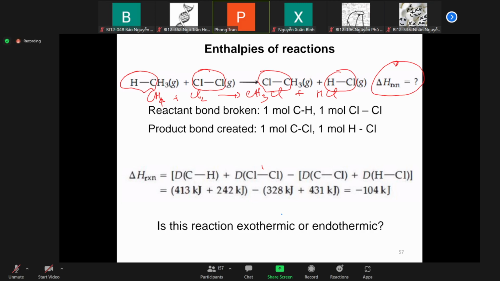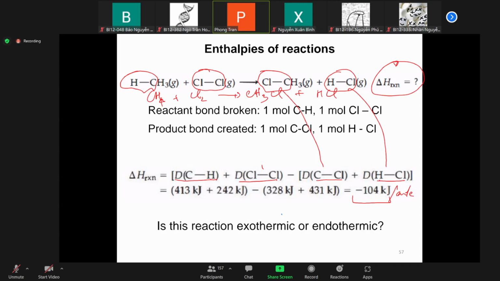Basically, the enthalpy of reaction would be the enthalpy of the reactants, that means carbon-hydrogen and the enthalpy of the second reactant, chlorine, minus the enthalpy of the products, carbon chloride and hydrogen chloride. You put in the values, you will have this equation, and the final result will be minus 104 kilojoule per mole.